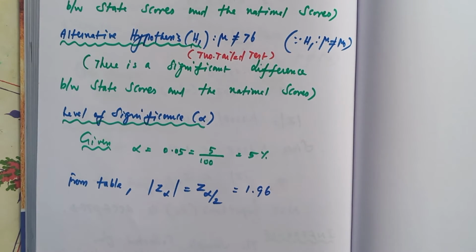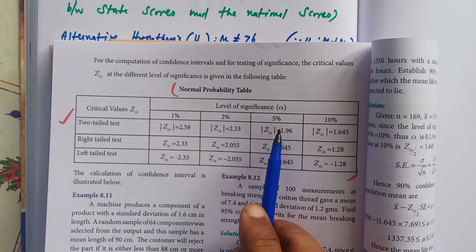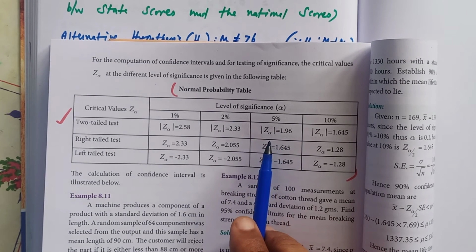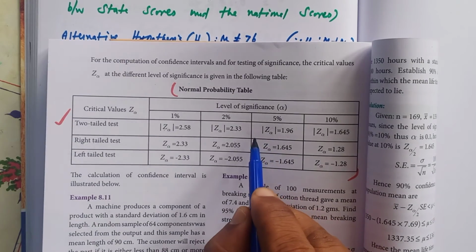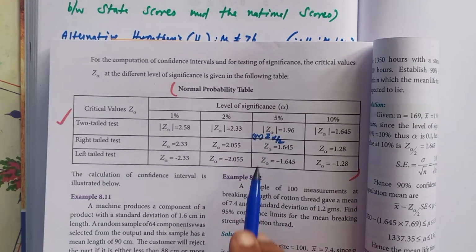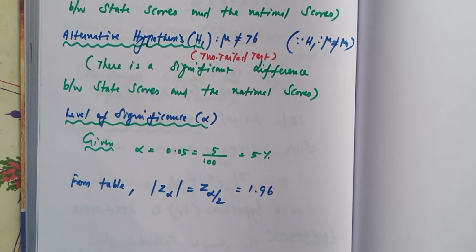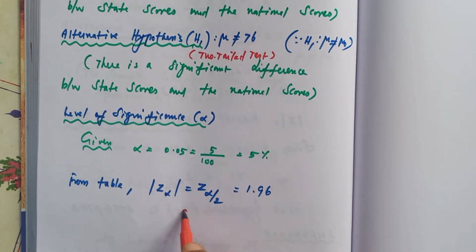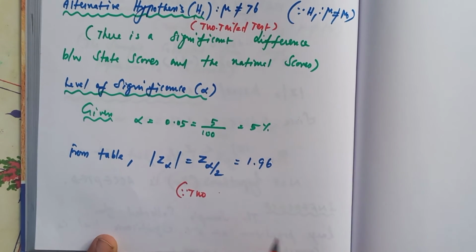For 5%, what's the value? 1.96. So look at the table. Two-tailed test. Significance level is 5%. What's the value? Modulus of Z alpha is equal to 1.96. You can also write Z alpha by 2, both are the same, equal to 1.96. I have written it here for your reference. So, since it is a two-tailed test.